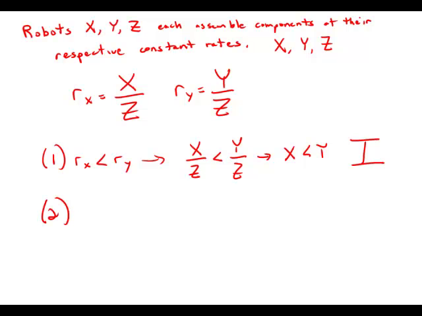Statement number 2 tells us that Ry is less than 1. Well, that's the same as saying that Y over Z, the rate of Y over the rate of Z, is less than 1. Multiply both sides by Z here, and we get that Y is less than Z. So Z is greater than Y, but this statement tells us no information about robot number X.